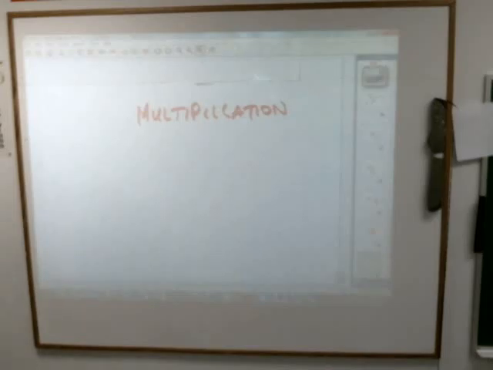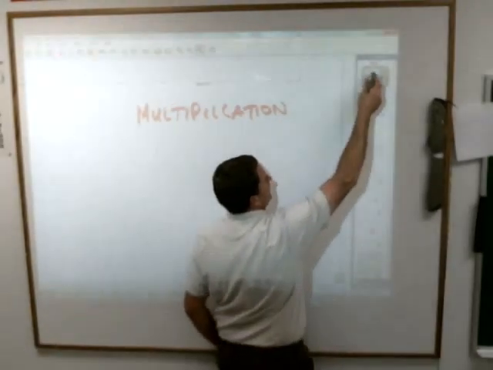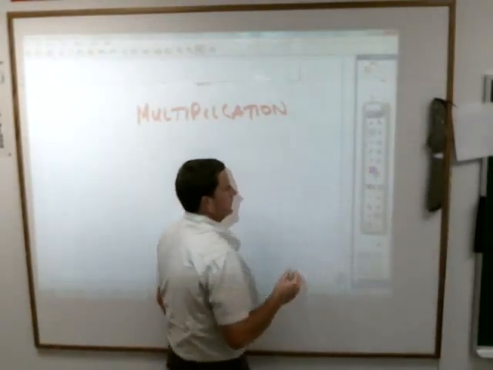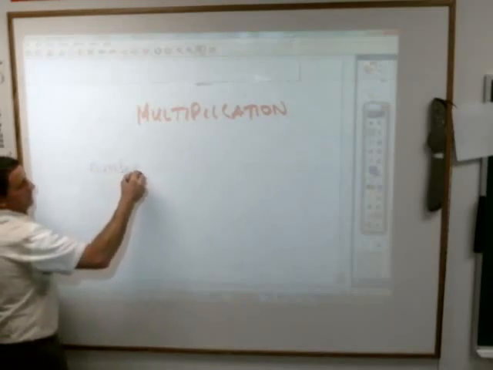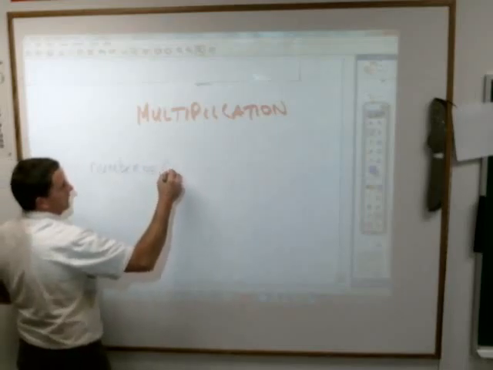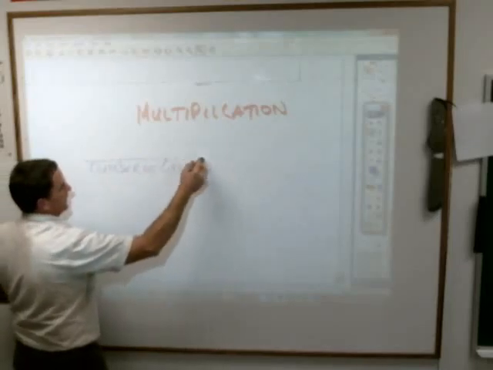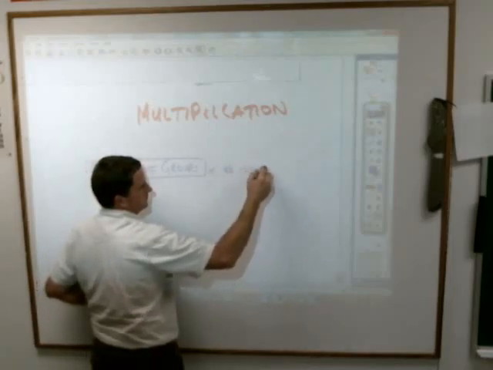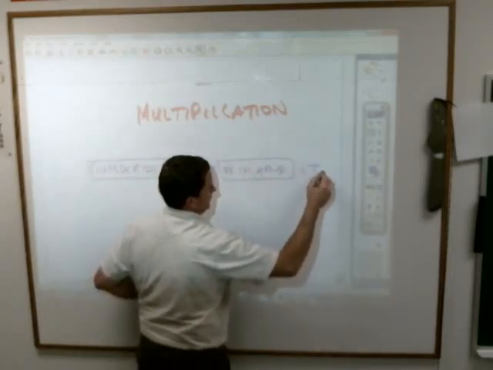Usually multiplication problems fall like this. Usually when you do multiplication, you're talking about groups of things. For example, let's just write this down. If you take the number of groups that you have of something, and if you multiply that by the number in each group, you get the total that you're looking for.